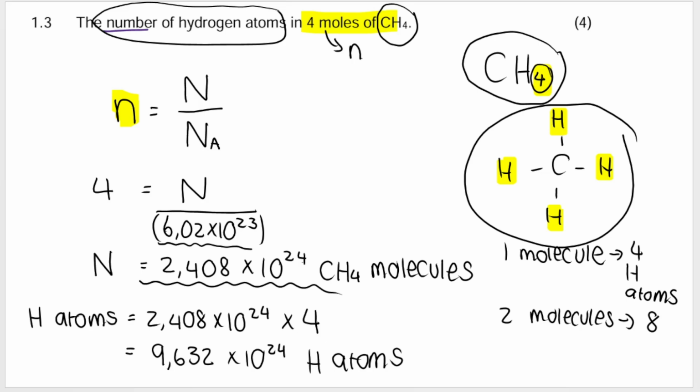If they wanted the number of carbon atoms, it would be that number. So again, the same number of molecules, but you would times it by 1 because there's 1 carbon atom in 1 molecule. I hope that makes sense. So this is 4 marks. You get it for formula, substitution, answer for molecules, and answer for final number of atoms.